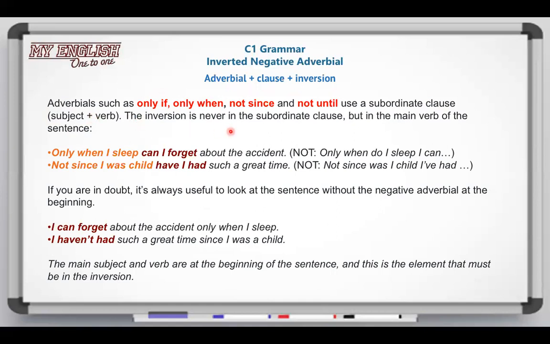The inversion is never in the subordinate clause, but in the main verb of the sentence. So let's see examples to clarify what we're trying to explain here. Okay. So, only when I sleep can I forget about the incident. So here we have the adverbial. Here we have the inversion. And here we have a clause.